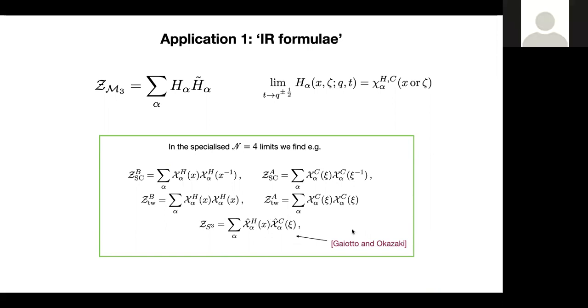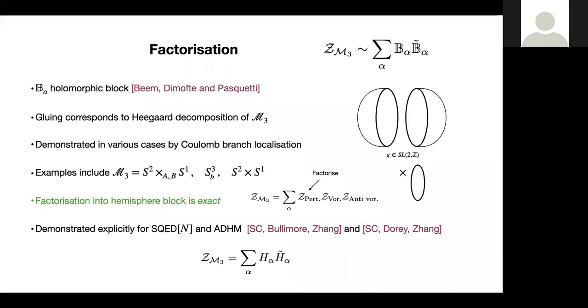Can I ask a question? You said that in the hemisphere partition function there is no ambiguity, whereas in the blocks there is this Q constant ambiguity. So does that mean you can give a physical meaning to this Q constant, which has a trivial semi-classical limit? How can you give a physical interpretation to this object?